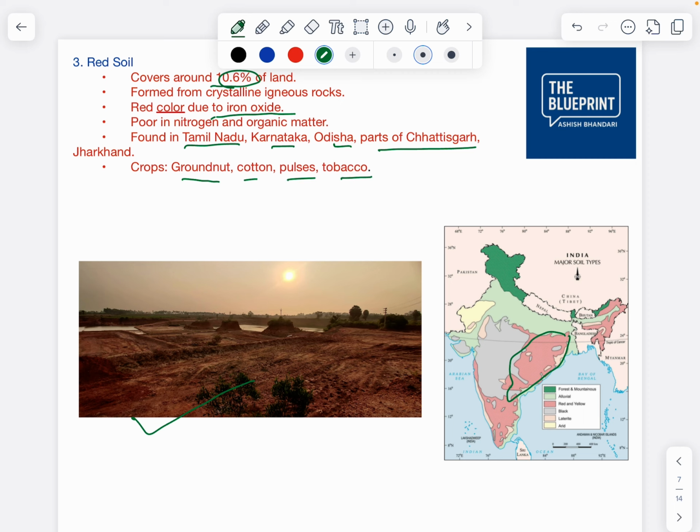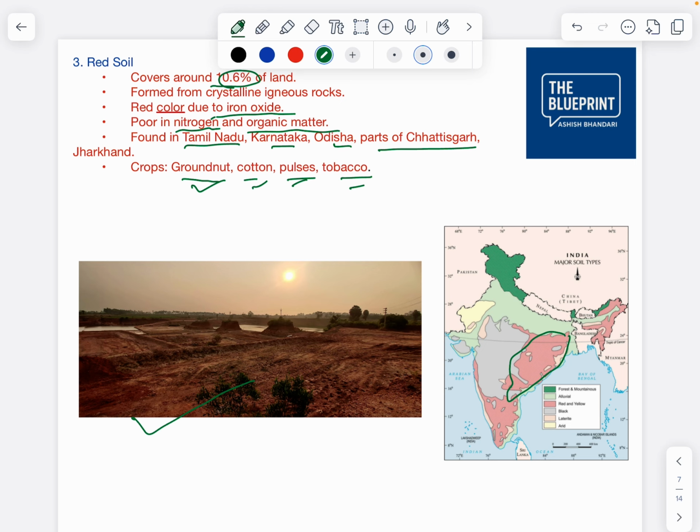It's naturally not very fertile, because it is poor in nitrogen and organic matter, but it's great for some crops like groundnut, cotton, pulses, tobacco. Okay, so think of red soil as the underdog. It shines with proper care, right, friends?